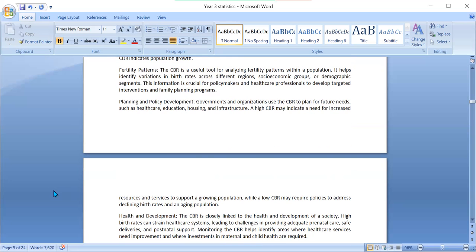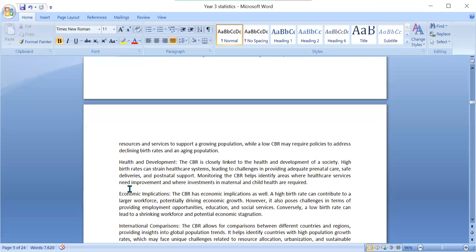So as CBR is increasing, it actually means that the population increases. Therefore, there is need for education, food, agricultural boost, employment opportunities, provision of housing, and an increase in the workforce. Health and development: the CBR is closely linked to the health and development of a society.